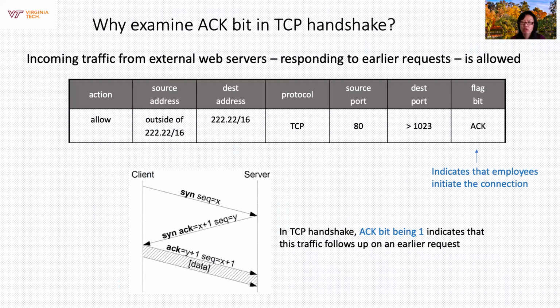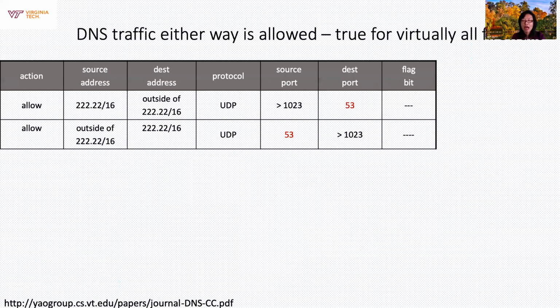Incoming traffic from external web servers is allowed only when it is responding to some earlier outgoing request from a company employee. That is why the ACK bit is set on. Recall our TCP handshake. The first step is for the client to send a SYN request, and then the server responds with a SYN-ACK. Then all the subsequent packets have the ACK acknowledgement bit set to 1. So this rule with the last column requirement means we only allow external web server traffic when it is responding to an internal request. And that is something that could be spoofed. We'll talk about that in a few minutes.